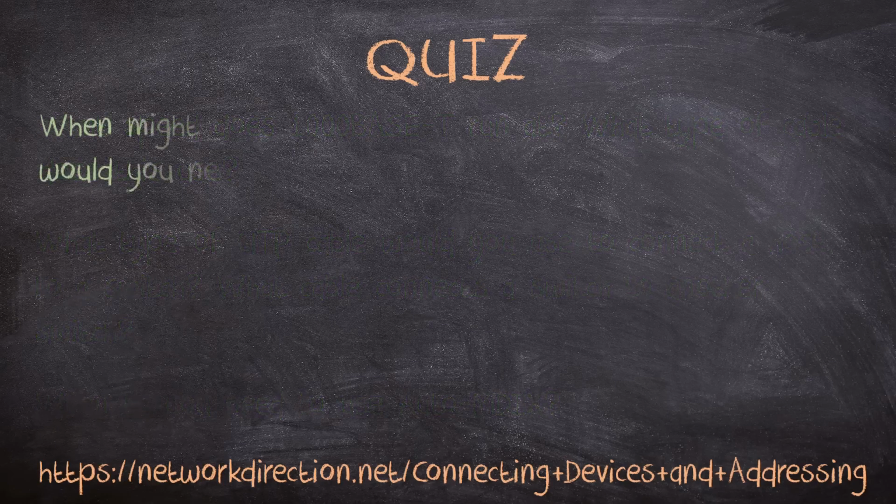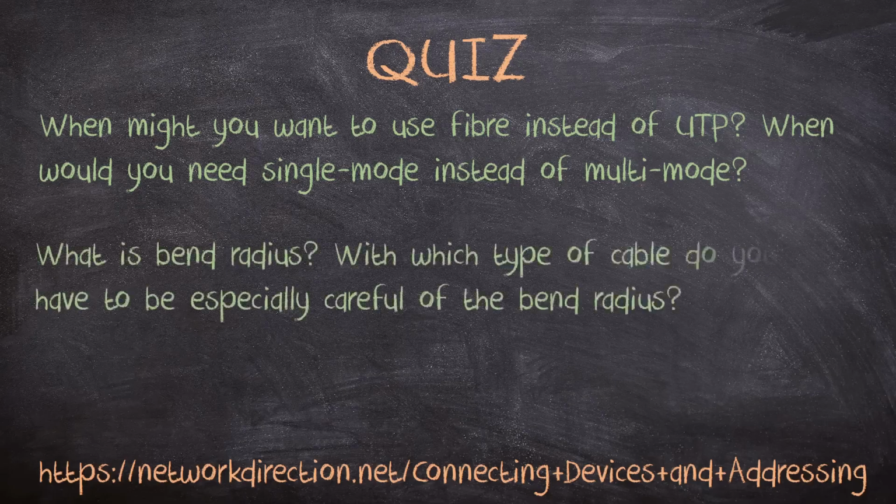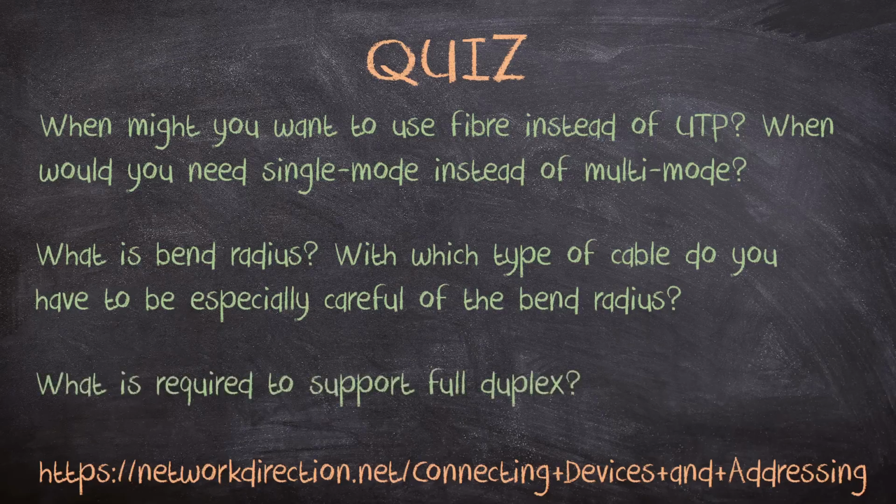When might you want to use fibre instead of UTP cabling? When would you need to use single mode instead of multi-mode? What is bend radius? With which type of cable would you have to be especially careful of the bend radius? What is required to support full duplex?